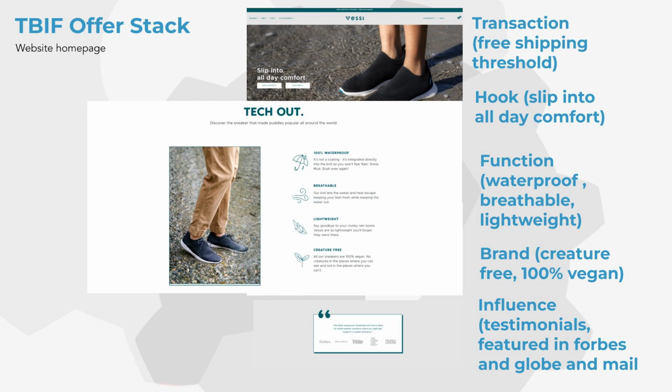As we go along, we're continuing on. We see they have a whole section addressing functional attributes. These shoes are waterproof, they're breathable, they're lightweight. And the last little bullet point there has a brand attribute, right? It's saying that we are creature free, 100% vegan. And as we continue on the website, we see that they have influence attributes as well. They include customer testimonials right there. And they say with social proof as well, we were featured in Forbes, we're featured in Globe and Mail and all these publications. So you get the idea here, right?